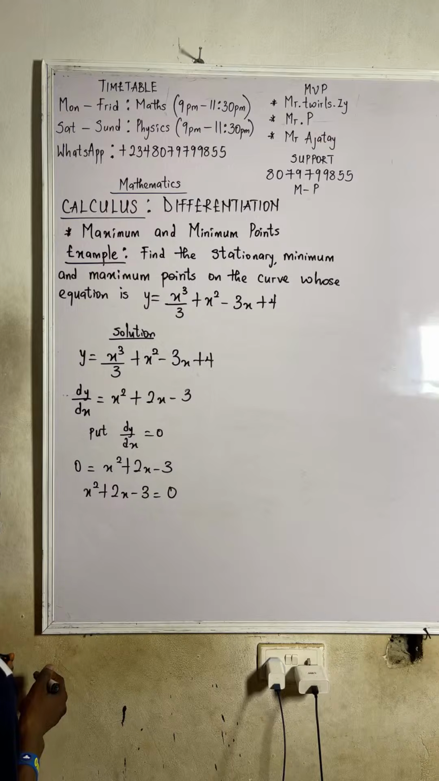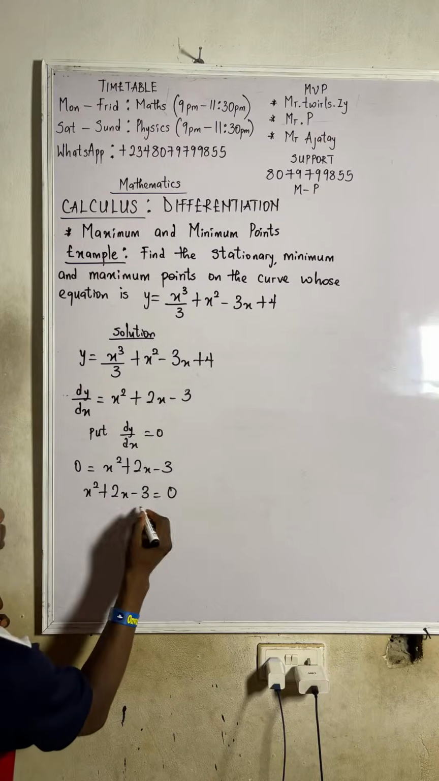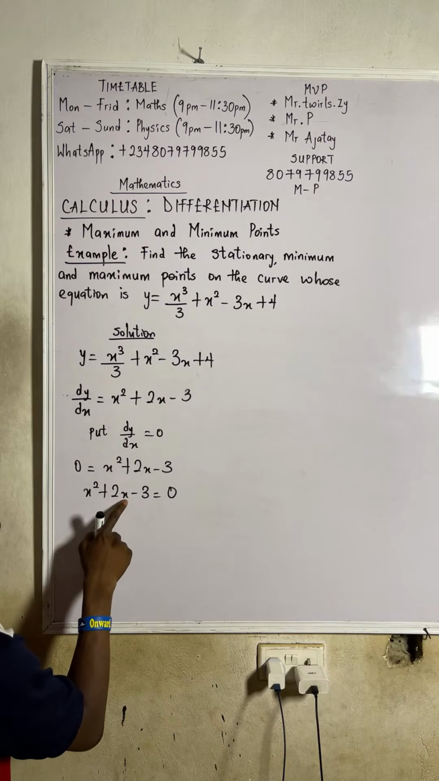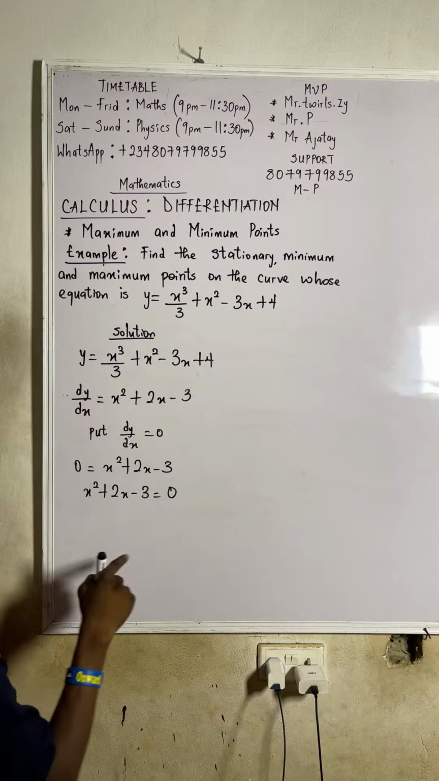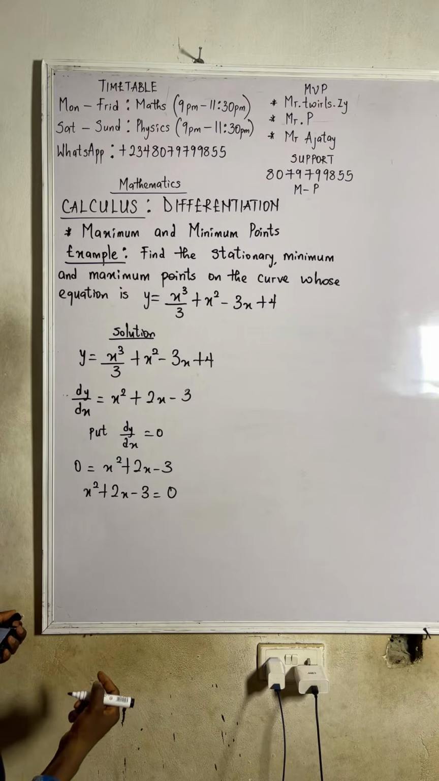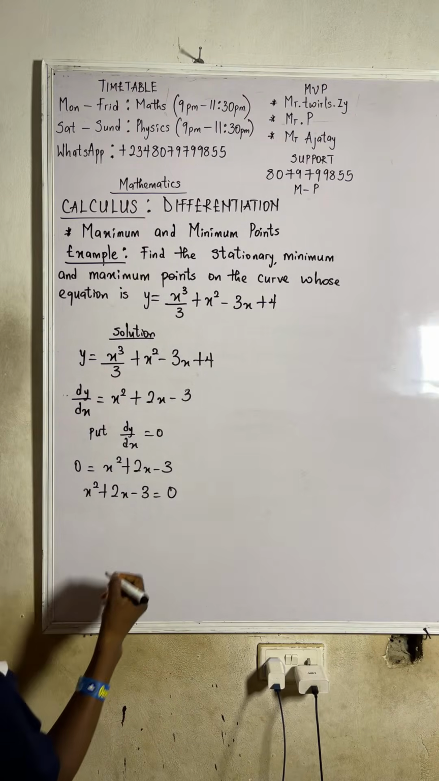So, rest. So it is now. Now, what do we do? We factorize. What are the two numbers that will give us minus 3 and plus 2? So that is 3 and minus 1, right? So that will be 3 and minus 1. Is that not it?